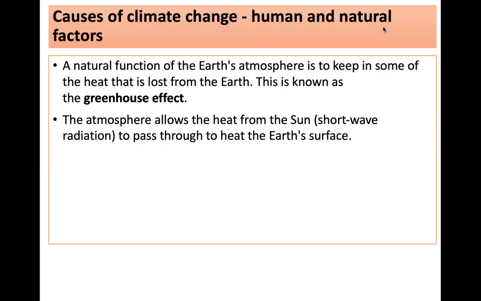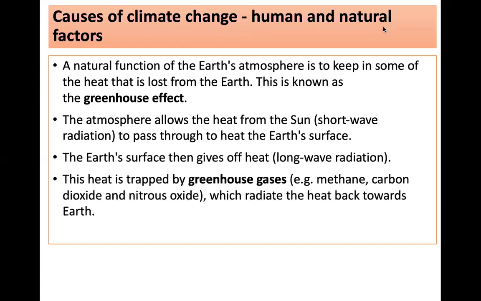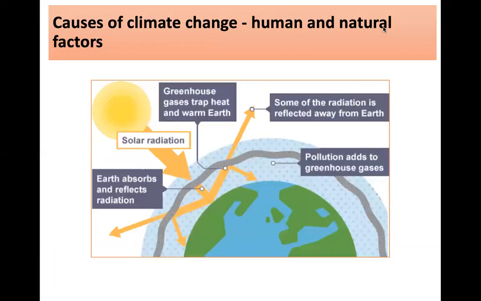So the atmosphere allows the heat from the sun, that shortwave radiation, to pass through to heat the Earth's surface. The Earth's surface then gives off heat, long-wave radiation, and this heat is trapped by greenhouse gases like methane, carbon dioxide, nitrous oxide, which radiate the heat back towards the Earth, which is what heats up the Earth.